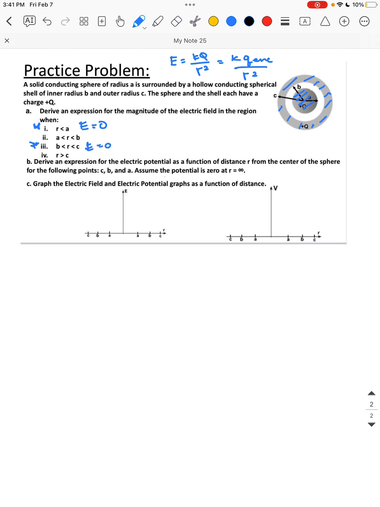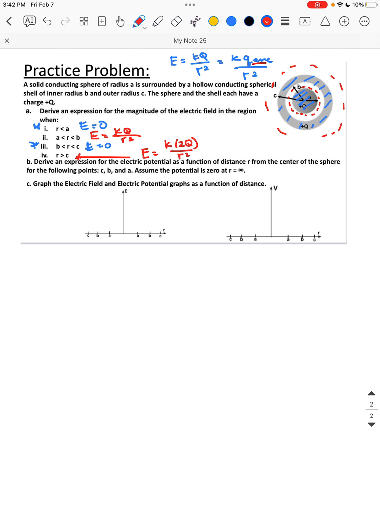Now, when we are looking at any open space, either in between the two charged spheres or on the outside, we have to consider what our Q enclosed is. For the area between A and B, our electric field is equal to k, Q enclosed is just 1 positive Q, over r squared. And for this region, my electric field is equal to k, my Q enclosed is 2Q, over r squared. And r is just the arbitrary radius of our Gaussian surface.